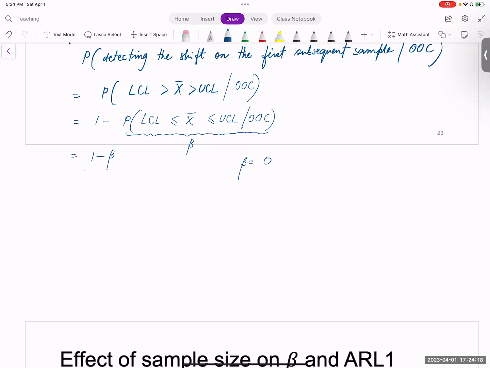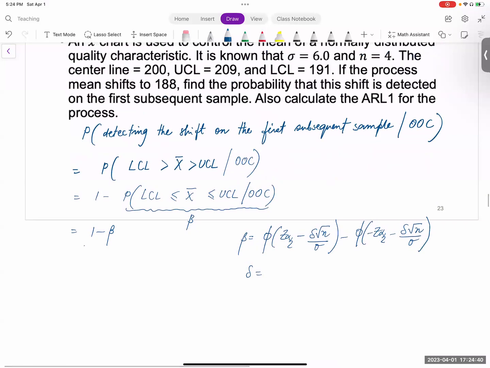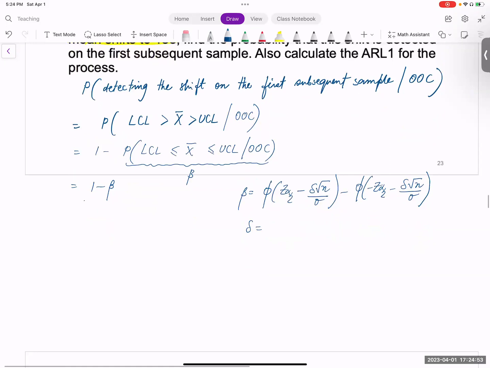Beta is equal to phi of Z alpha over 2 minus delta square root of n divided by sigma, minus phi of negative Z alpha over 2 minus delta square root of n divided by sigma. Delta in this case is, let's see, your in control process mean is your center line. Center line is 200. That's your in control process mean. And then the process mean shifts to 188. So there's a shift of 12 units. So I can say delta is 12.